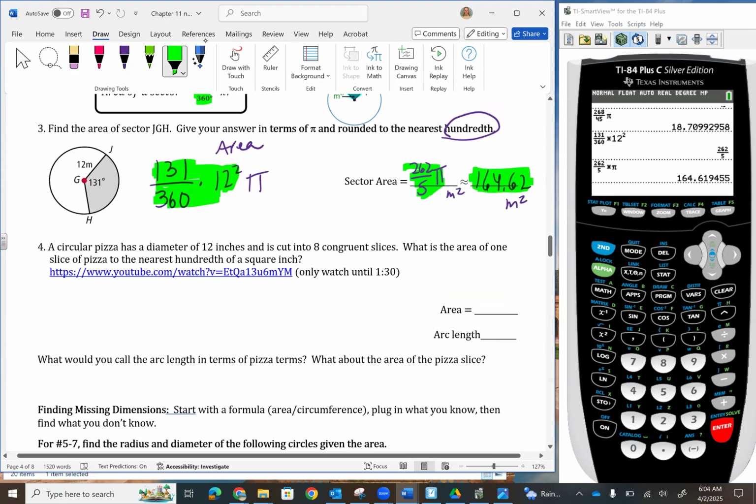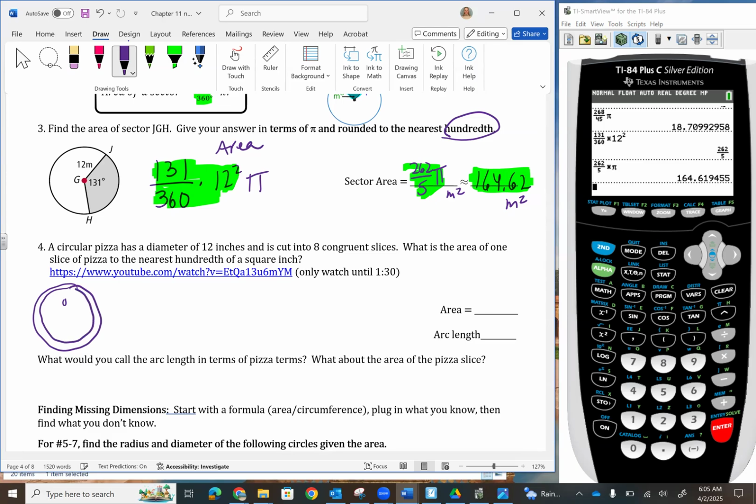Okay, number 4 says, if you have a pizza, okay, a circular pizza, not a rectangular one. We had rectangular pizza last night, but if you have a circular pizza with some crust and all pepperonis on it, okay, here you go. And the diameter is 12 inches, okay. It's cut into 8 slices. What is the area of one slice of pizza?